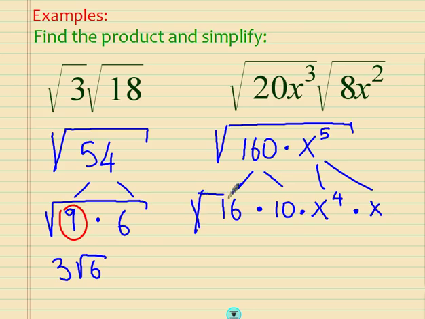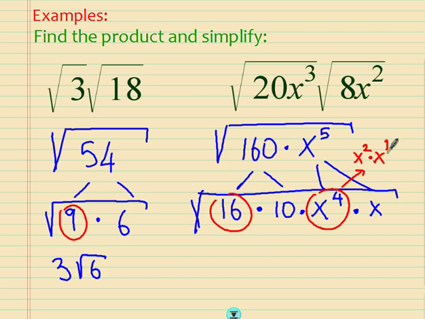These are still in square roots. I will identify the perfect squares. 16 is a perfect square and x to the 4th power is a perfect square. Because in order to get x to the 4th power, we would need an x squared and then another x squared, which would make x squared to the 2nd power.